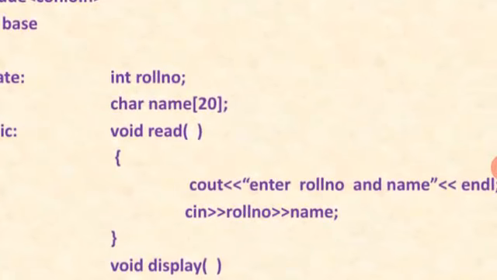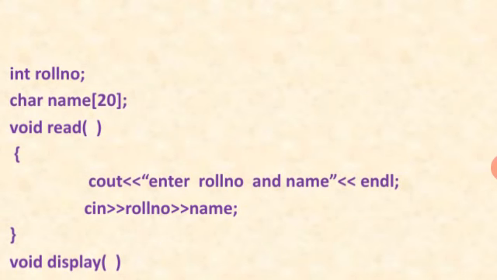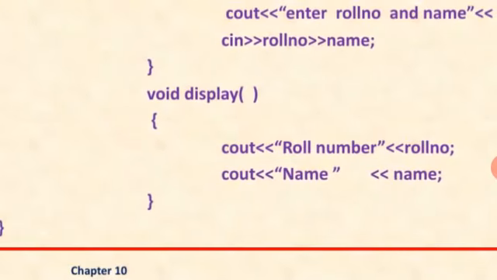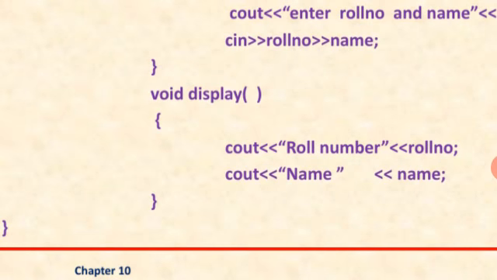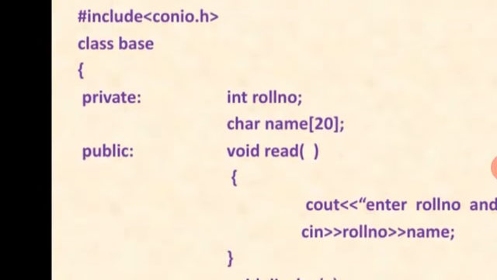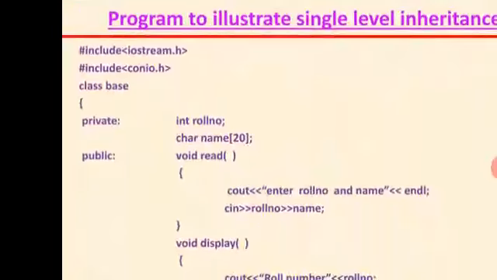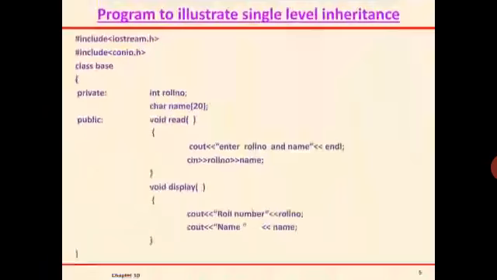What I am reading in it? Enter the roll number and the name. Here I am accepting from the user roll number and the name. Then close the brace. After the brace is over, then you can see void display. There is one more member function called as display, where I am displaying roll number as well as the name of the student. Then here the base class ends. You can see here students, the base class ends here.